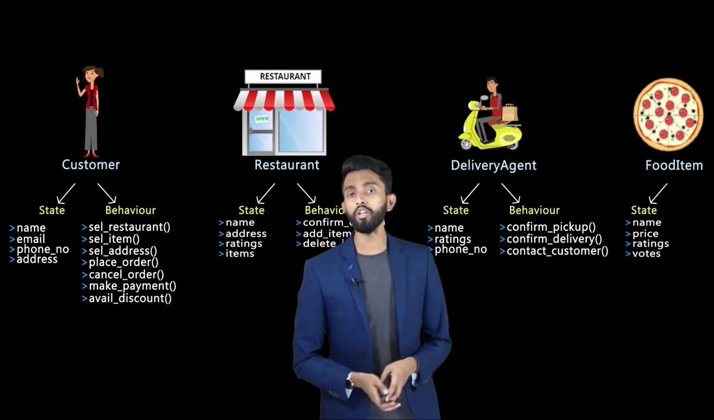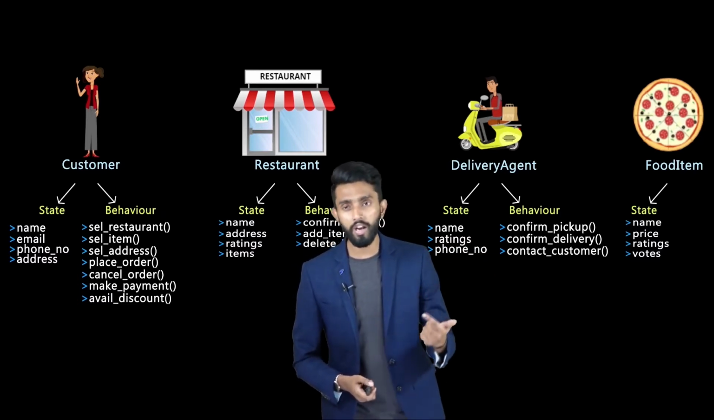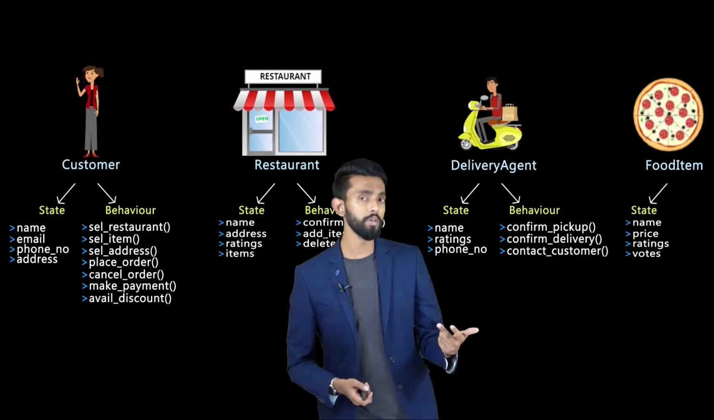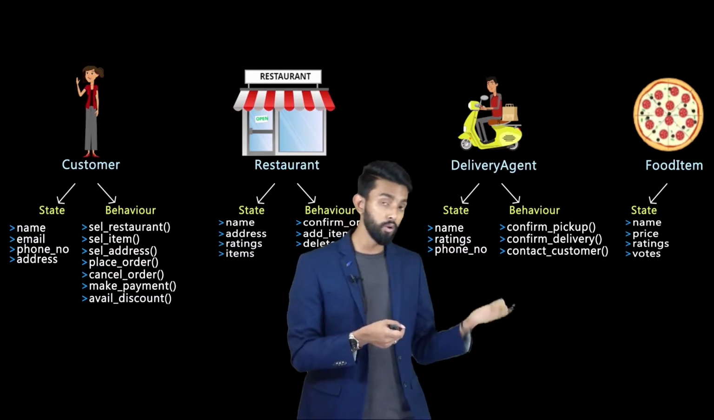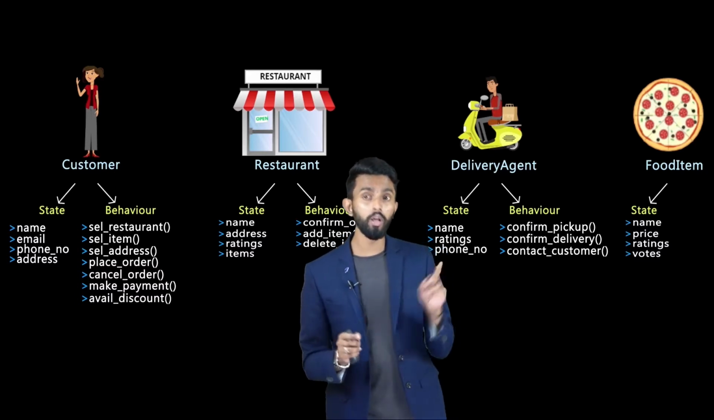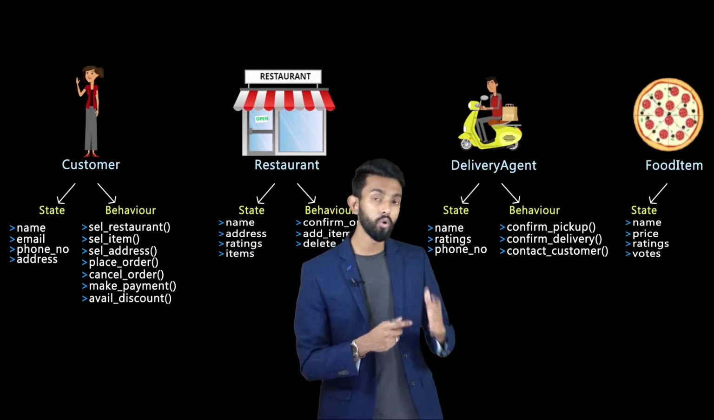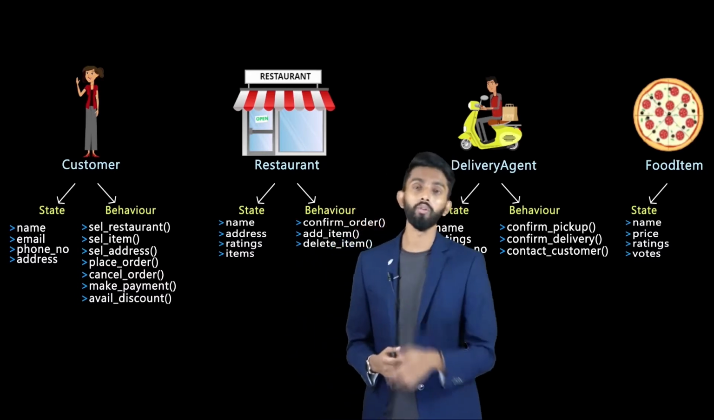For a delivery agent, probably it is the name of the agent, ratings he has received, his phone number. What is the behavior? He could probably confirm that he picked up the food, he could confirm that he has delivered the food, and he could probably also access the contact number of the customer.